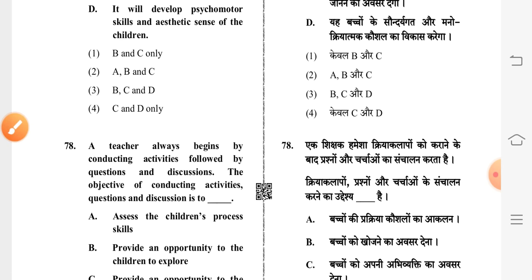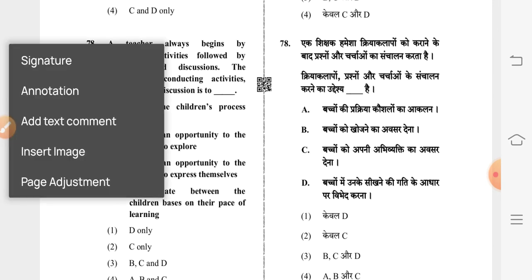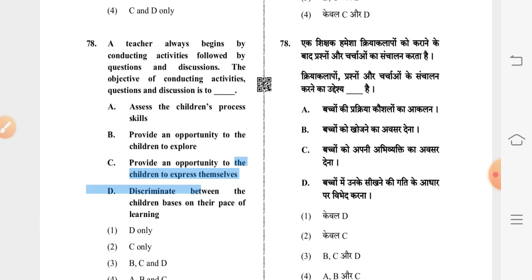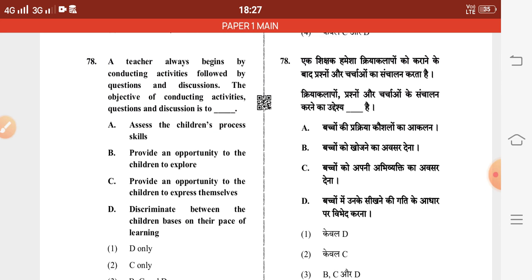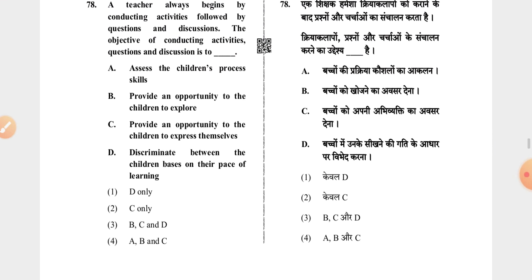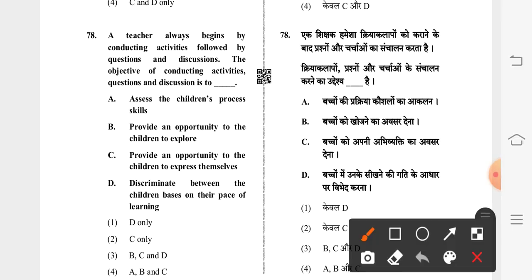Next question 78. A teacher always begins by conducting activities followed by questions and discussions. The objective of conducting activities, questioning and discussion is to? Which option is correct? First option is correct. That means D only is correct. So this is the only correct option.